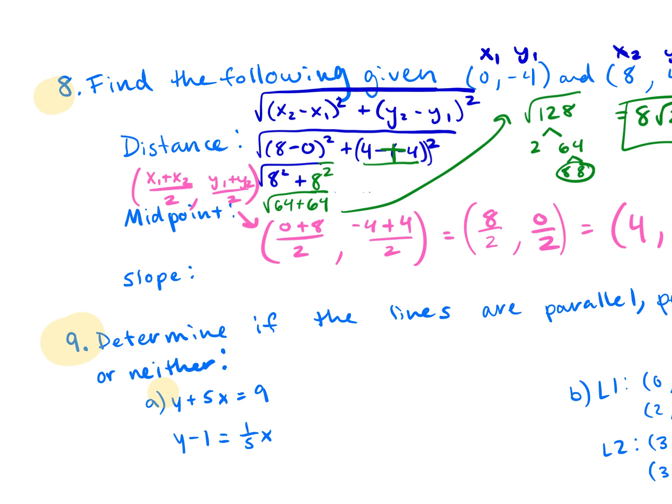And then our slope formula is y2 minus y1 over x2 minus x1. Just because I ran out of space, I'm not going to find the slope here, but make sure you know your slope formula, your midpoint formula, and your distance formula for the test.